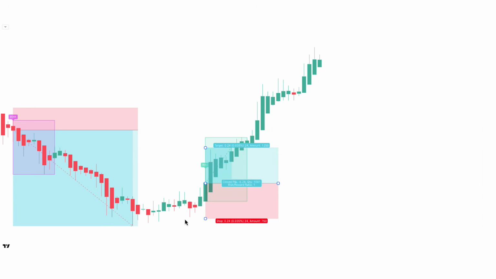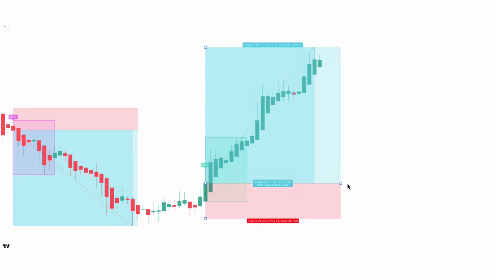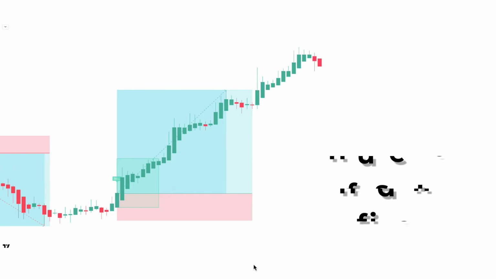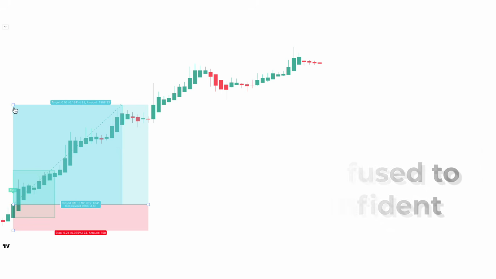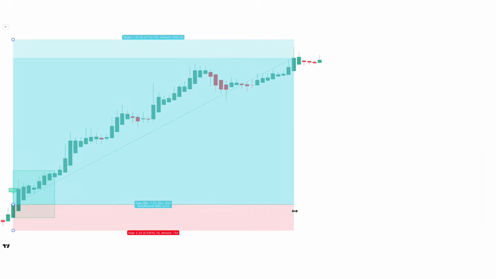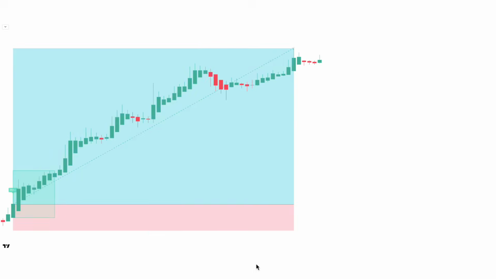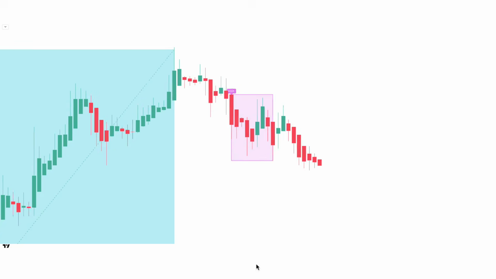Whether you are a beginner or already have experience, this tool transforms your trading from confused to confident. Watch this video till the end, because when entry and exit become clear, trading is no longer a guessing game.